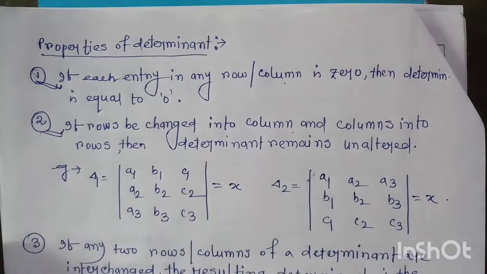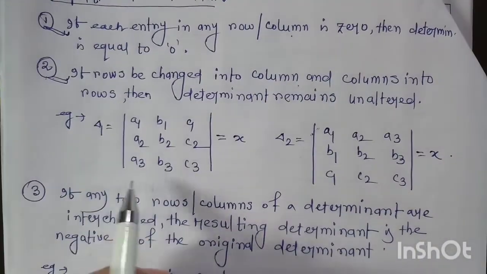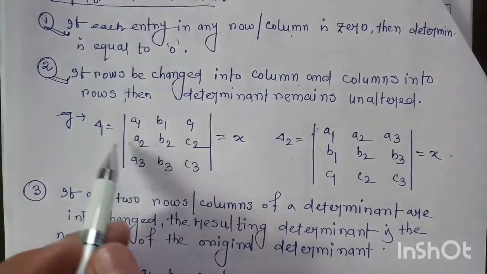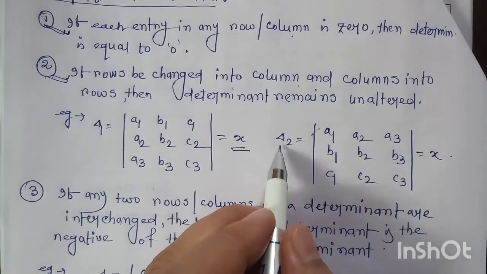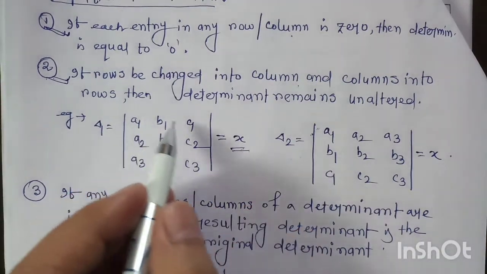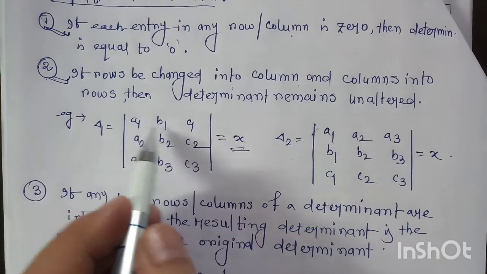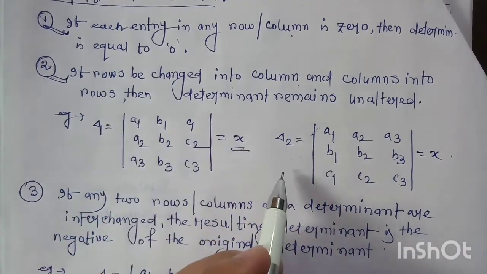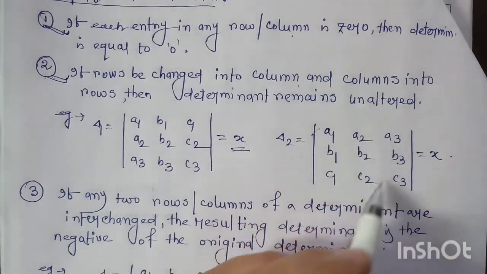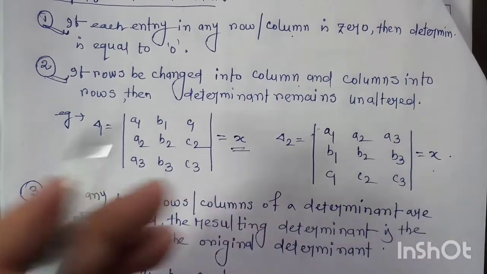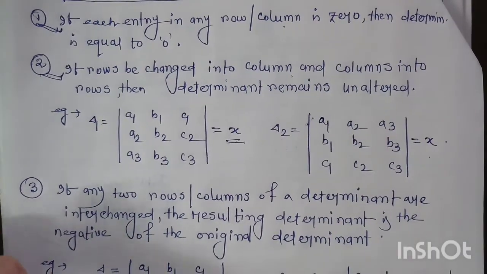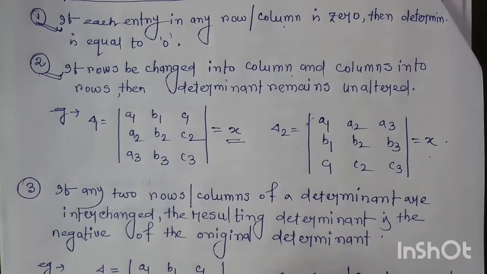That is, for example, suppose this is a determinant. If the value of the determinant is x, and I take another determinant which is the transpose of this, that is, rows changed to columns and columns changed to rows, the value of this determinant also will be x. That is, if you change rows and columns, then the value of the determinant is unaltered.